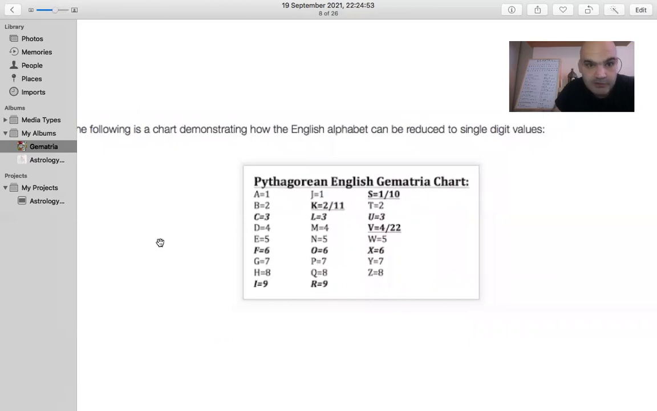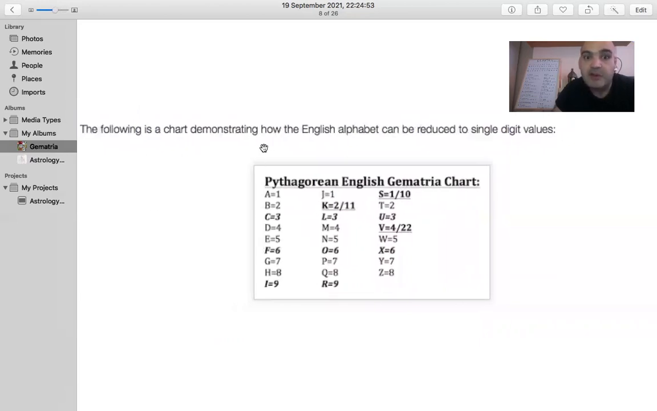So let me just move this along. Here it says the following chart is demonstrating how the English alphabet can be reduced to single digit values. So for example, in the English alphabet, J is the number 10. But to get that to a single digit, what you do is you add the two digits together. So obviously 1 and 0 equals 1. So if you can see here, after 9, J, instead of being 10, it goes to 1. And then instead of K being 11, it becomes 2. So that's the only difference.